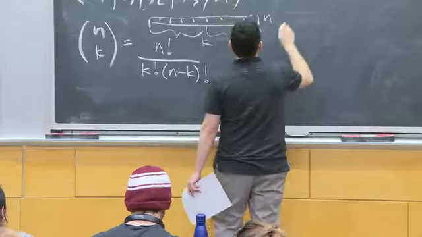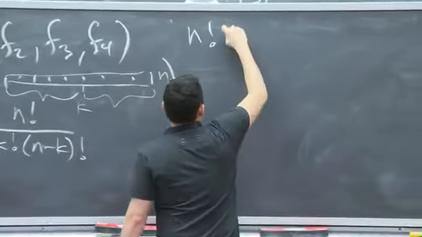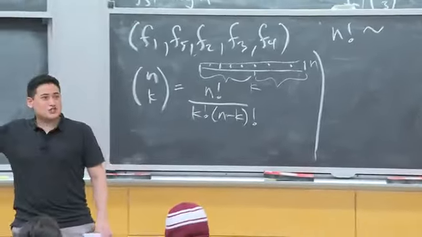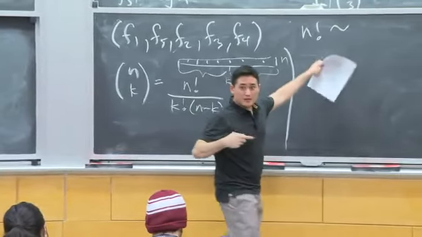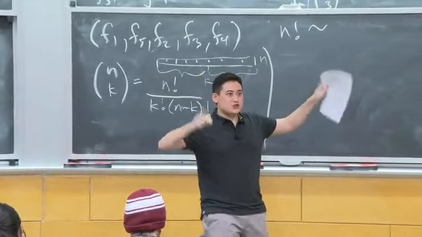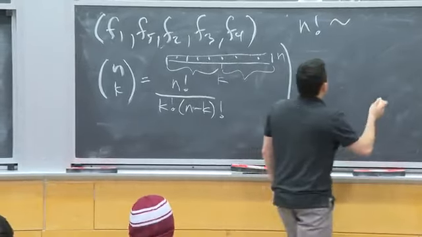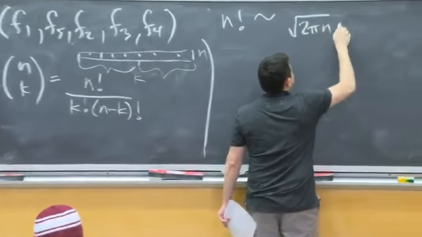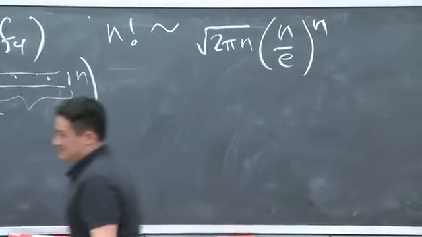Stirling's approximation says n factorial is approximately, and this approximation is much stronger than an asymptotic behavior. It's actually as n approaches infinity, these things are equal. The limit is the identity. But the approximation is the square root of 2 pi n times n over e to the n. OK, that's fun.